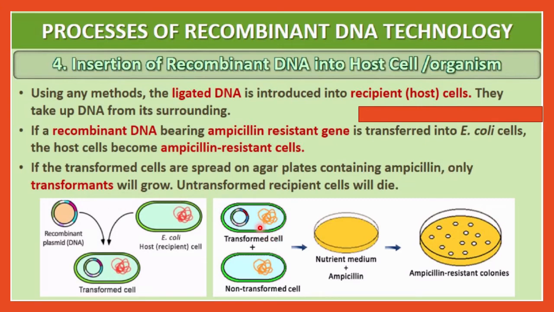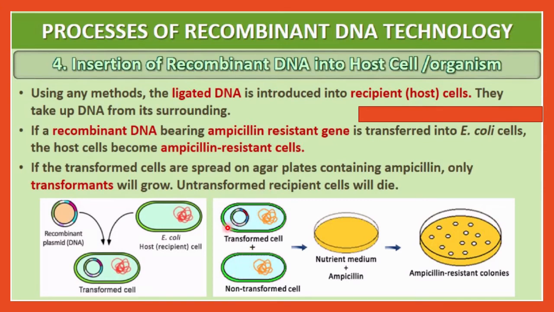So here you can see this is a transformed cell, and this is a non-transformed cell. The non-transformed cell does not have this plasmid. The cell that has the recombinant plasmid will have the ampicillin resistance gene. A normal cell, which is not transformed, does not have this plasmid, and that's why it does not show any type of ampicillin resistance.